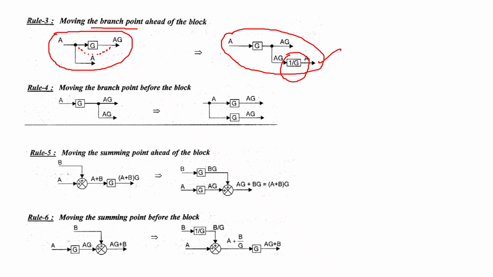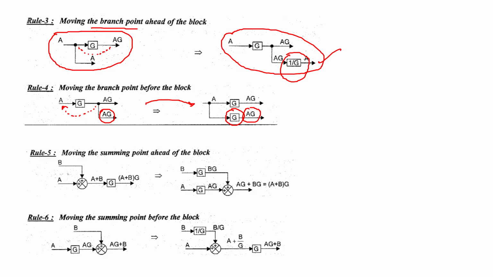Rule number 4, moving the branch point or the takeoff point before the block. Let us say you are trying to move this point here, and you can see the branch point has the signal AG taken out. So if I move this here, then the equivalent representation will be that I add a block similar to the same block G, so that the output signal coming out of the branch point remains the same.